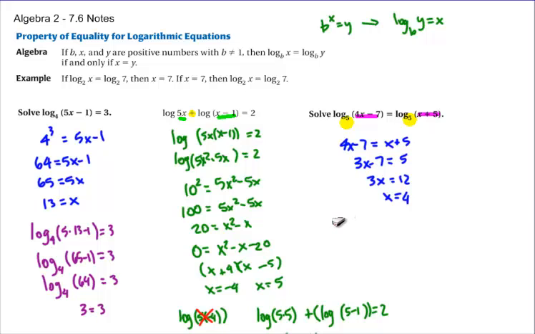And again, I've got to check that and make sure that I have no negative numbers inside my logarithm. So when I look at my log base 5 of 4 times 4 minus 7, that's going to be positive. And when I look at my log base 5 of 4 plus 5, that also is going to be positive. And then if you'll notice, this is going to be 16 minus 7, which is 9. And this is 4 plus 5, which is 9, so it works out.